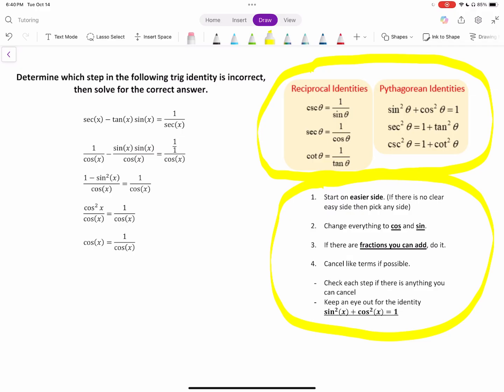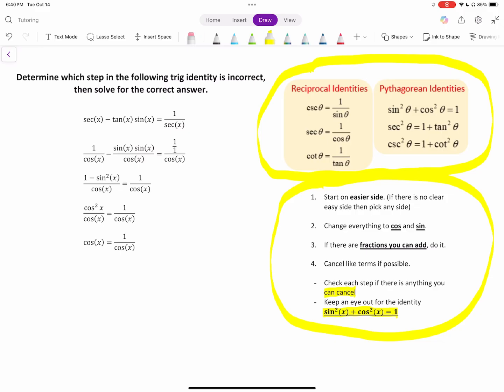Extra things to keep an eye on is that every step we're going to check if there is anything that we can cancel. And the second thing is we're going to look for this specific trig identity, which is sine squared plus cos squared x is equal to 1.